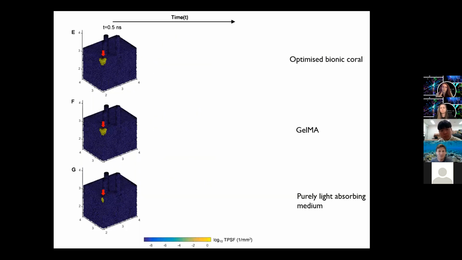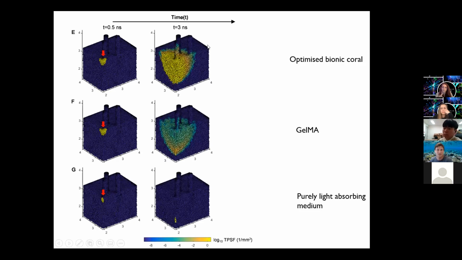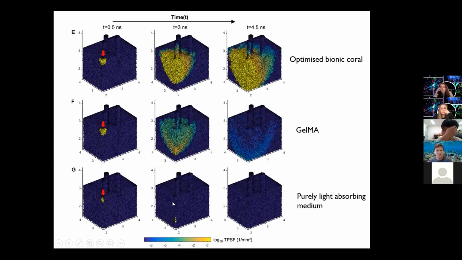That's a 3D simulation of the temporal point spread function. So you have incident light here, a collimated pencil beam, and we simulated this for a purely light-absorbing medium, a simple gelatin methacrylate scaffold, and our optimized bionic coral. And you can see the light distribution after 0.5 nanoseconds, after 3 nanoseconds, and 4.5 nanoseconds. Now, the important thing to note is that after 4.5 nanoseconds, there's no more light in the pure light-absorbing medium. This has exited the object. In GelMA, there's still some there, but not very much.